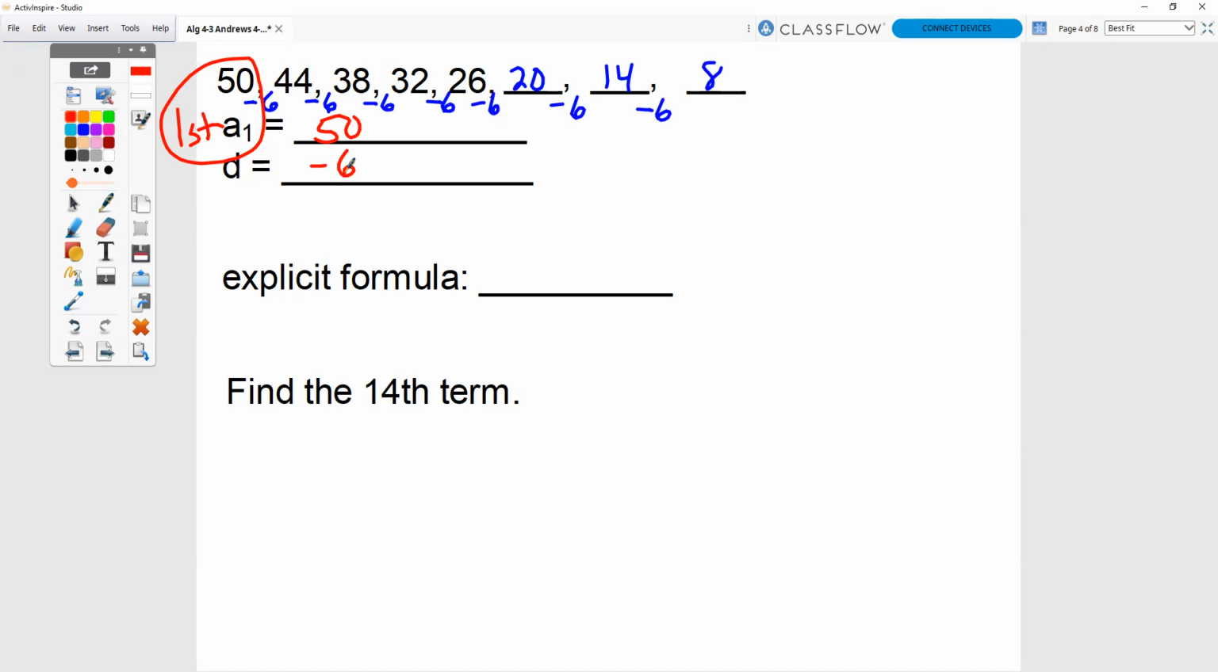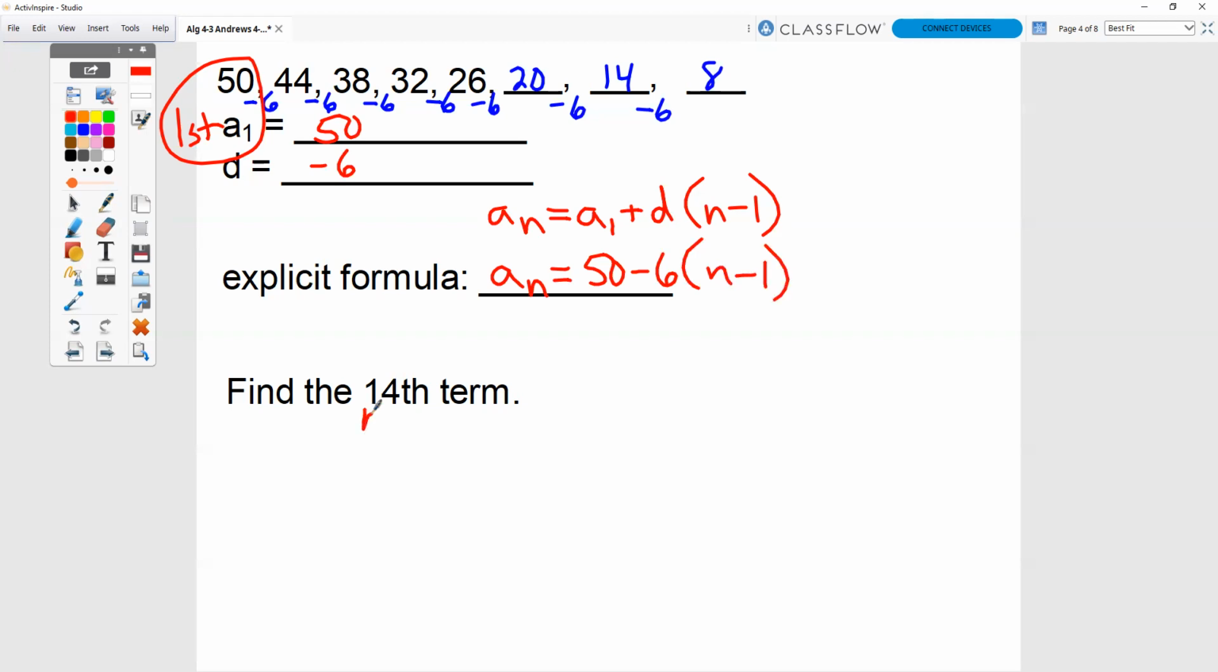Now, in our explicit formula, this is the last time that I'm going to write it. A sub n equals the first term plus the common difference times n minus 1. So the explicit formula, the term that we want, a sub n, equals the first term being 50 in our sequence, plus the common difference. Now, I don't want to write plus -6. I'm just going to write -6 times n minus 1.